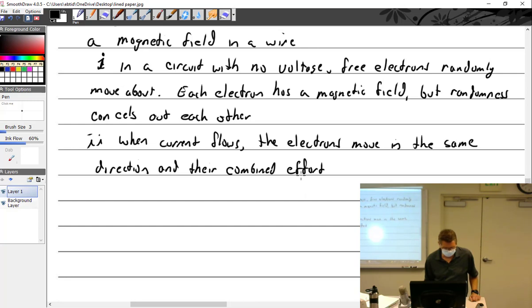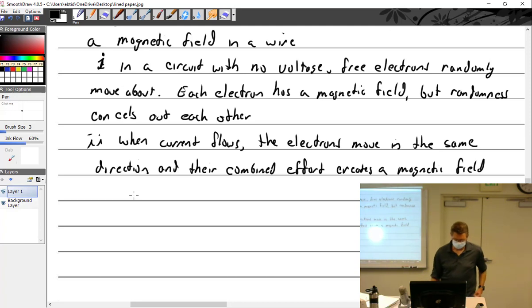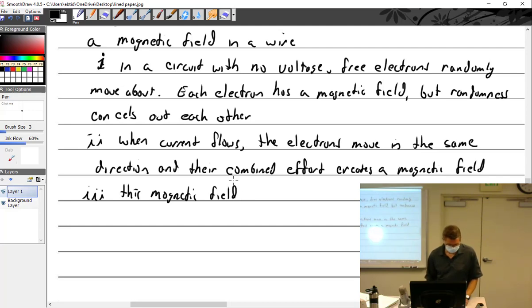Creates a magnetic field. And of course, this magnetic field, or magnetic force, field or force, extends outside of the conductor or the wire.